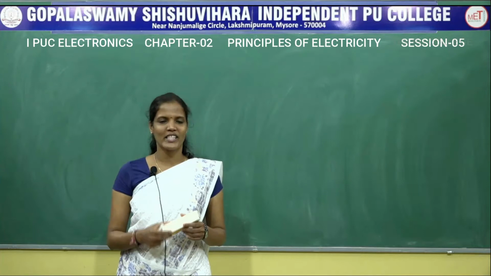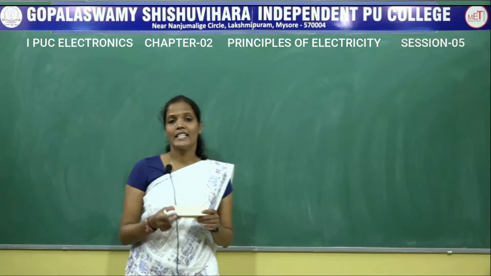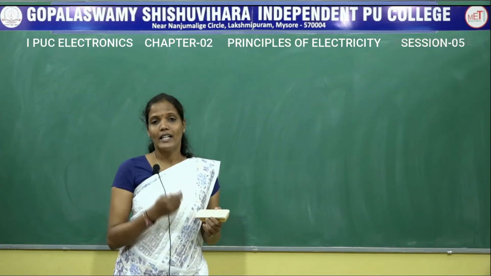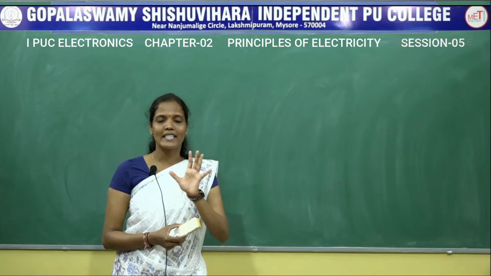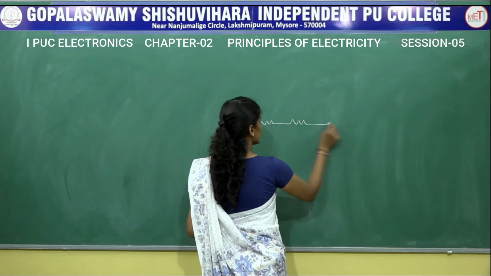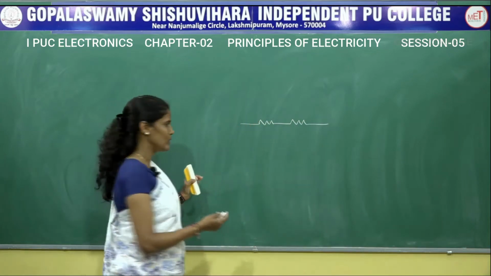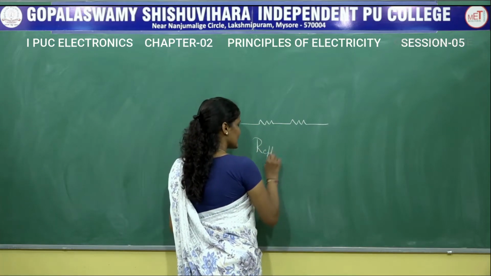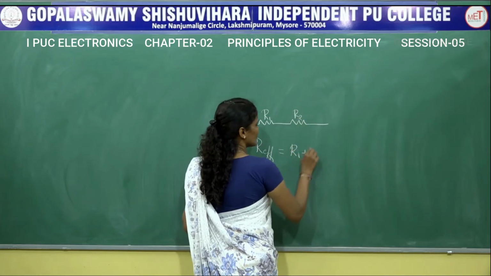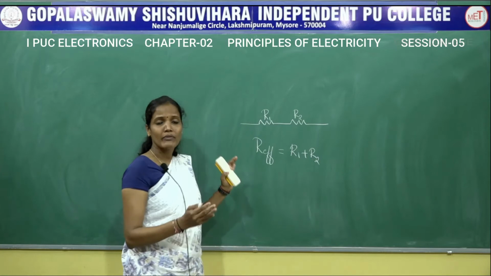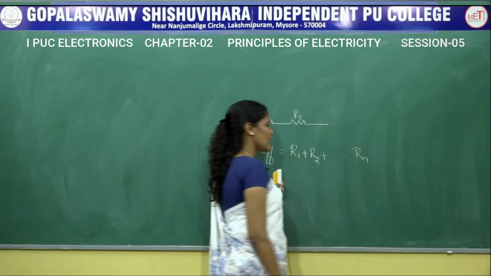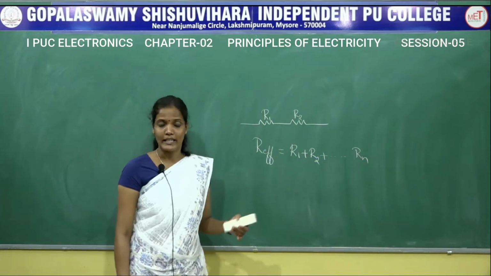This is the fifth session of the second chapter, that is Principles of Electricity, Network Theorems and AC Principles. In the last session we discussed what will be the effective resistance value when the resistors are connected in series. Series anta helidaga, when the resistors are connected in series, what will be the total resistance value? The total resistance value or the effective resistance will be equal to the sum of the individual resistances anta nodidve, that is R1 plus R2 plus R3 so on. If there are n number of resistors which are connected in series, then the expression will be equal to R1 plus R2 plus R3 so on up to Rn anta nodidve.